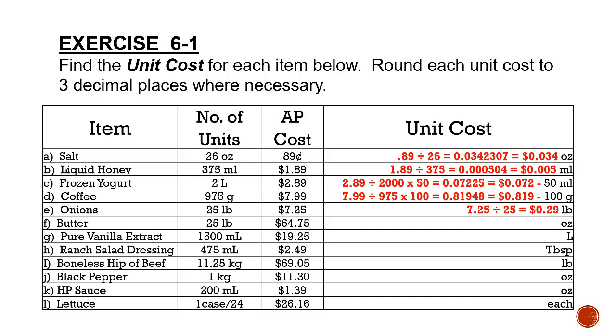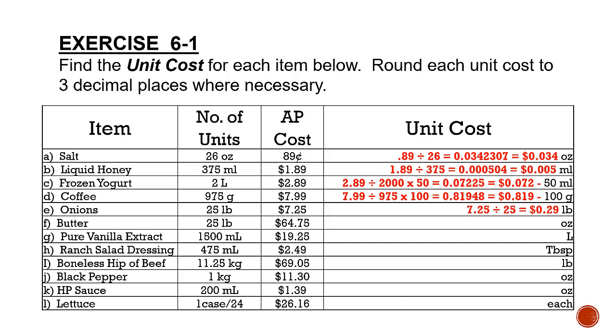No more dividing needed because the units that we bought were pounds and the unit cost we were looking for was pounds. Next one's slightly different. We bought butter, 25 pounds, paid $64.75, but we want the cost of 1 ounce.